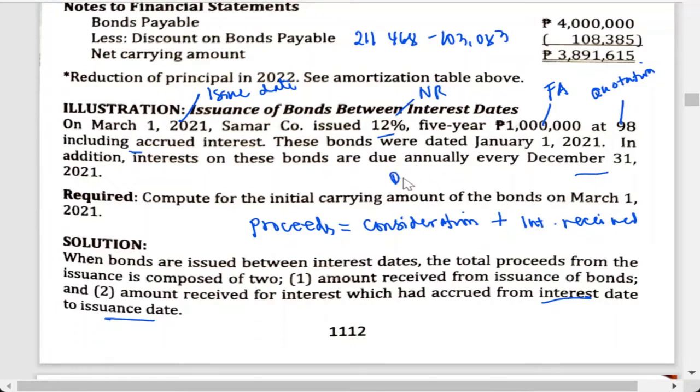So December 31, 2021. Prior year, and the issuance is in March 2022. But since the bonds are dated on January 1, January 1 is what we will use, because that is the start, not December 31. Actually, that's a day after the interest date. So January 1, 2021.